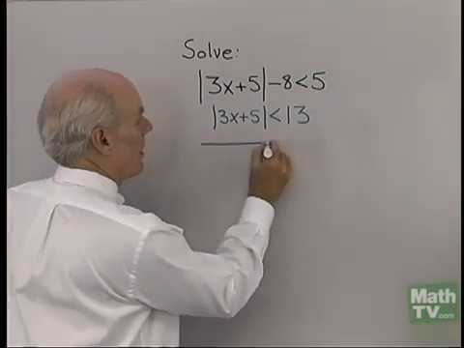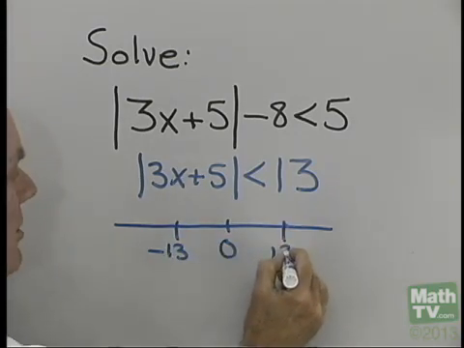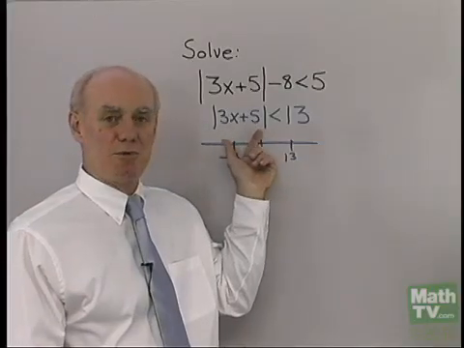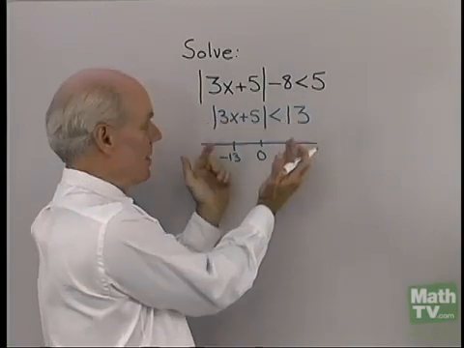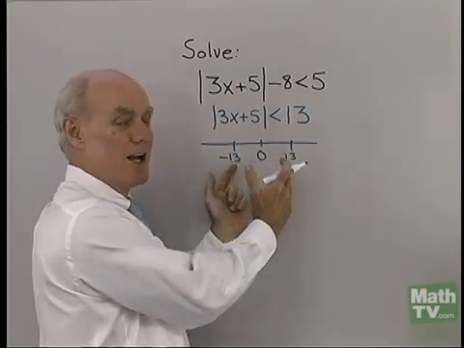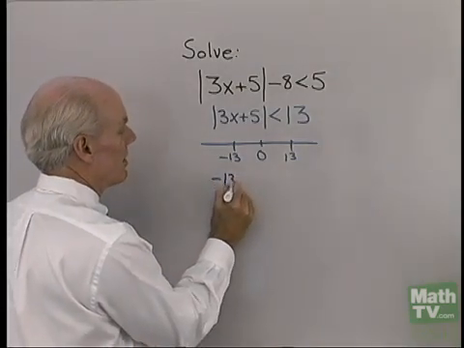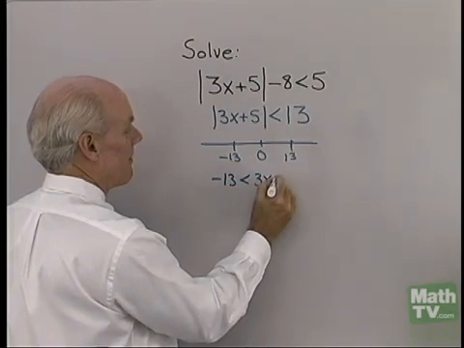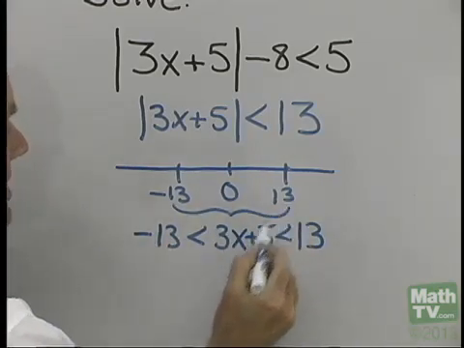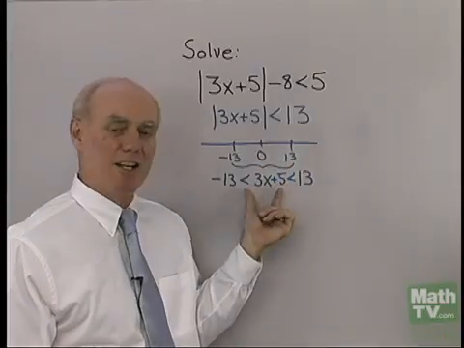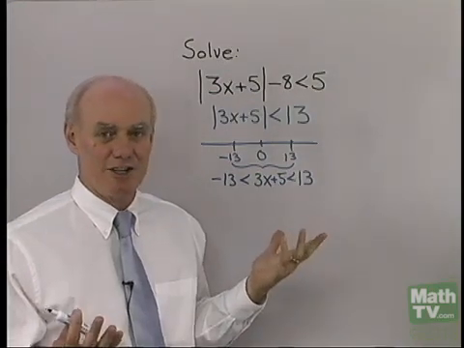So I'm going to draw a number line here. I'm going to put in 0, negative 13, and positive 13, and ask myself where the expression 3x plus 5 is. Well, it's less than 13 units from 0, so it's got to be in here. It's got to be between negative 13 and positive 13. I can write that very easily using my continued inequality expression. So negative 13 less than 3x plus 5 less than positive 13. So I know my 3x plus 5 is in this region on the number line. That will translate into this continued inequality, negative 13 less than 3x plus 5 less than 13. Now I just have to solve it.